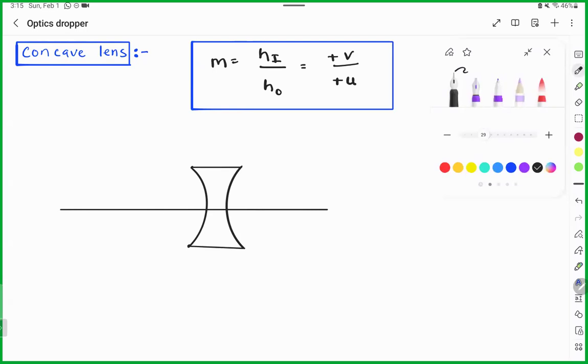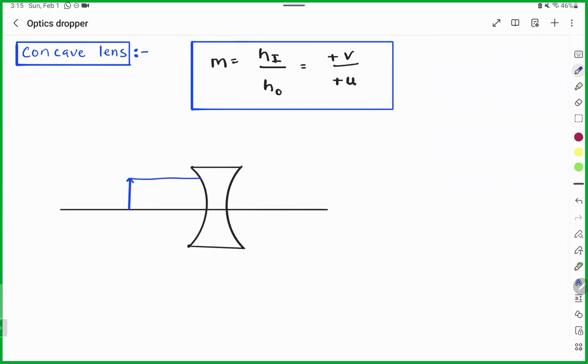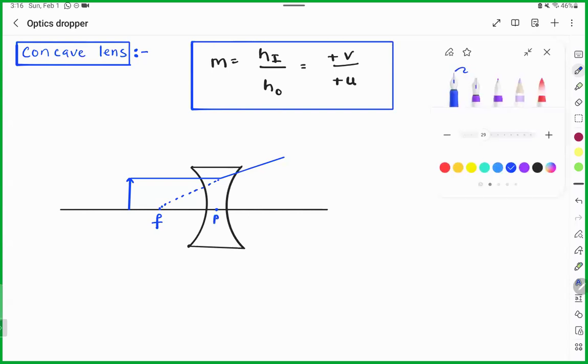So if you have this situation, wherever you keep your object, what will happen? It will diverge. For example, if this is the focus, and if you extend this, if this is the focus, then what will happen?